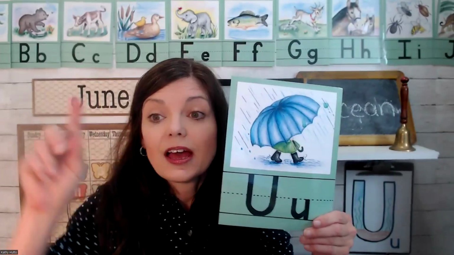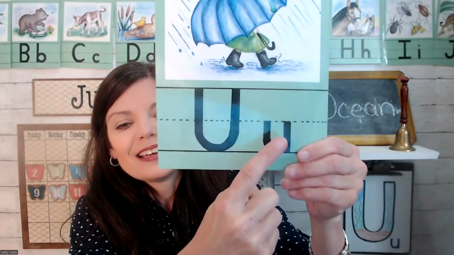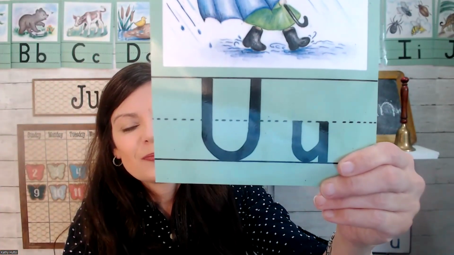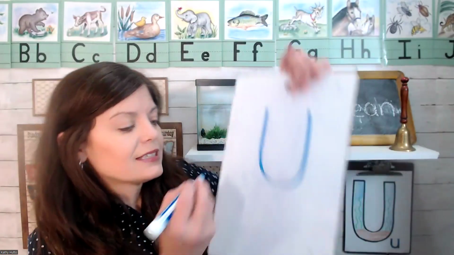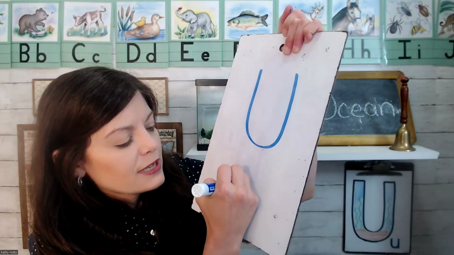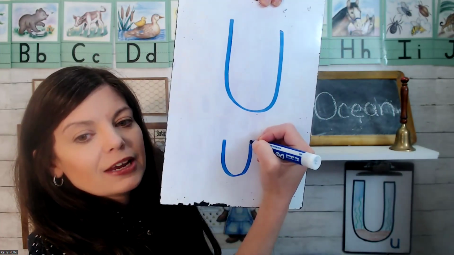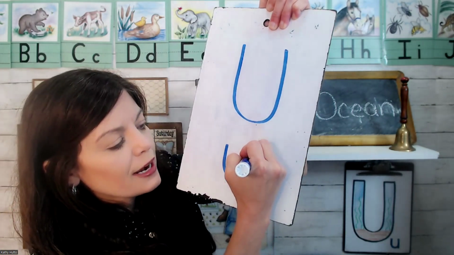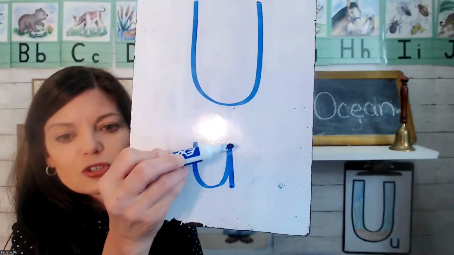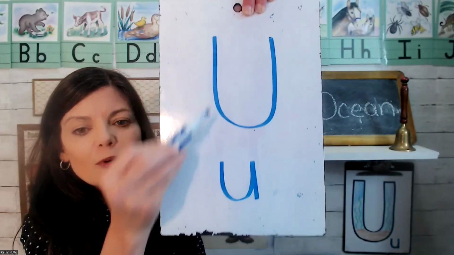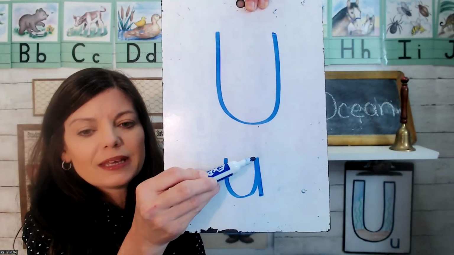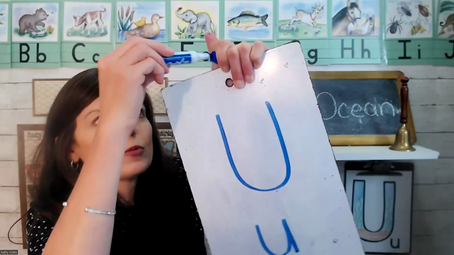Well, every letter has two, uppercase and lowercase. Uppercase, and here's lowercase u. Let me show you. So we're going to start at the top again and go down, curve around, and go back up. But right here at the top, we're going to come straight back down. So they're almost alike, except at the top here, you come straight down.